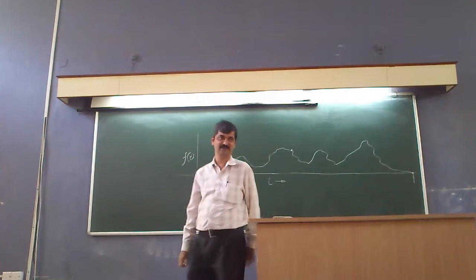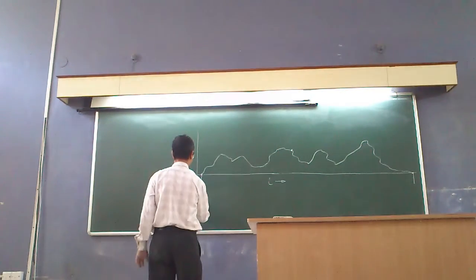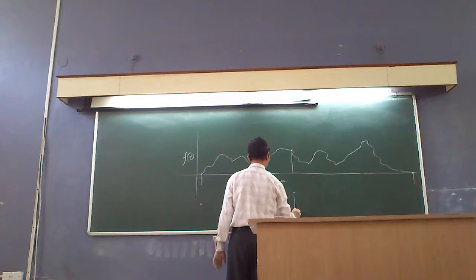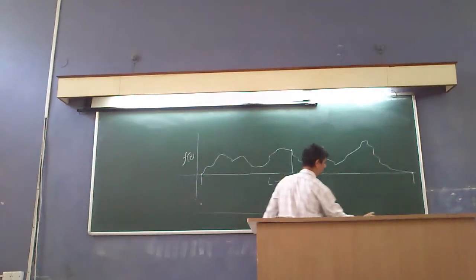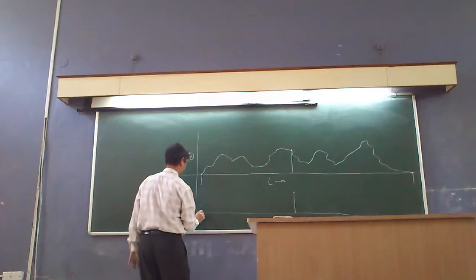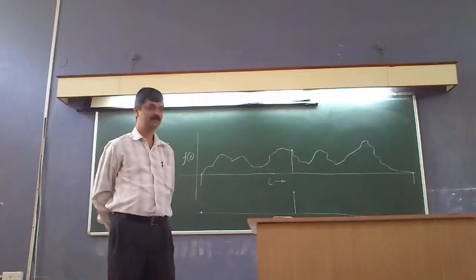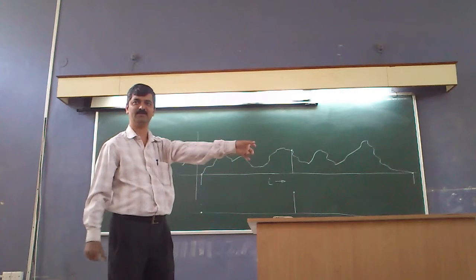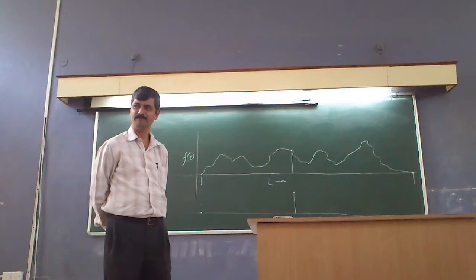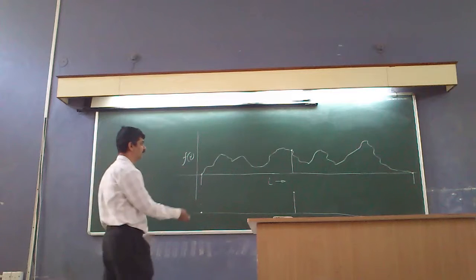Only 3 points I will transmit. Only 3 points. So what is available? Available things is this. This is the height. So based on these 3 points, do you get the information? Do not get. Then what can we do? Further divide in 2 parts.